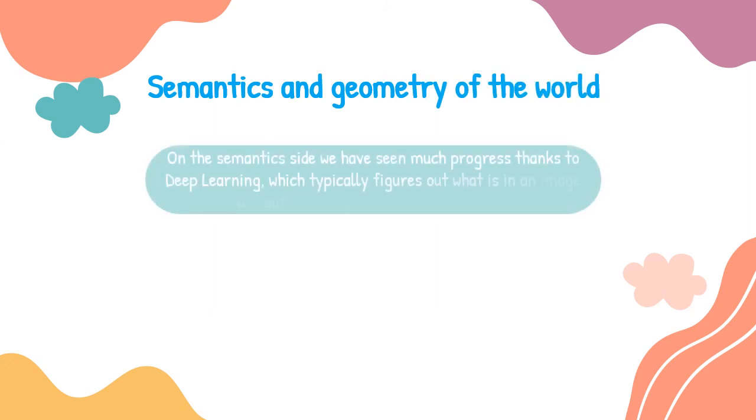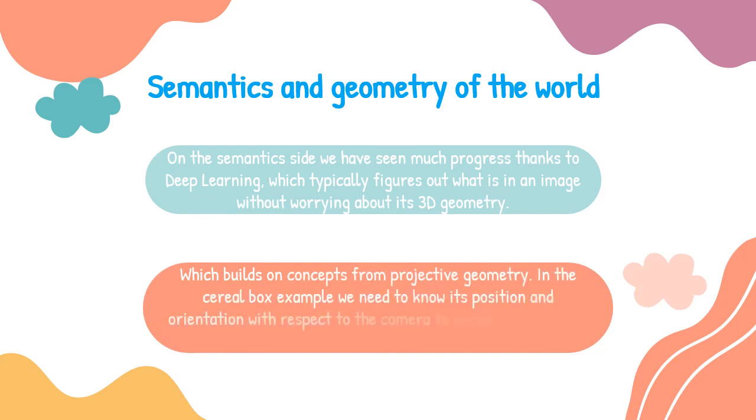On the semantic side, we have seen much progress thanks to deep learning, which typically figures out what is in an image without worrying about its 3D geometry, which builds on concepts from projective geometry. In the cereal box example, we need to know its position and orientation with respect to the camera to render the AR game correctly when we display it.